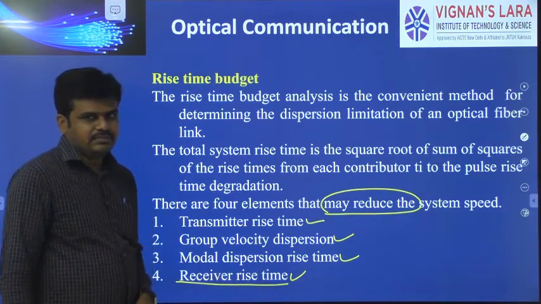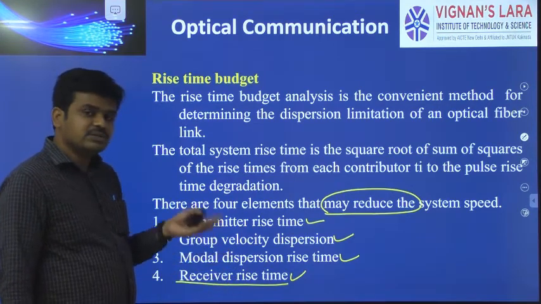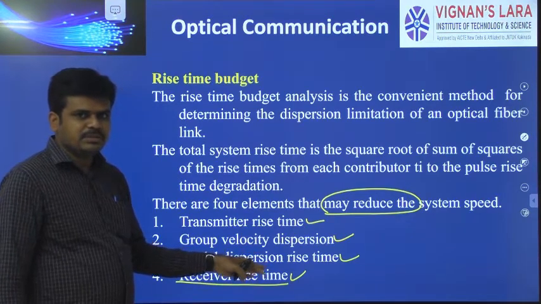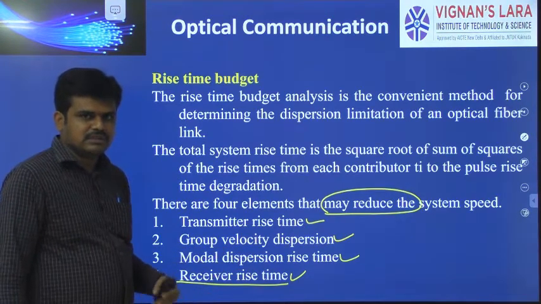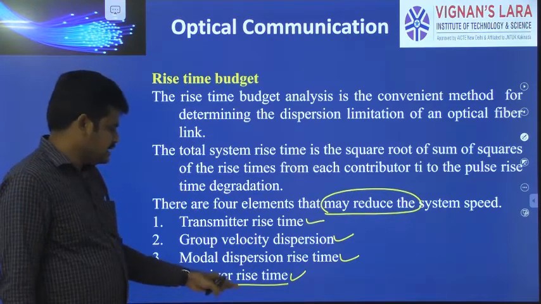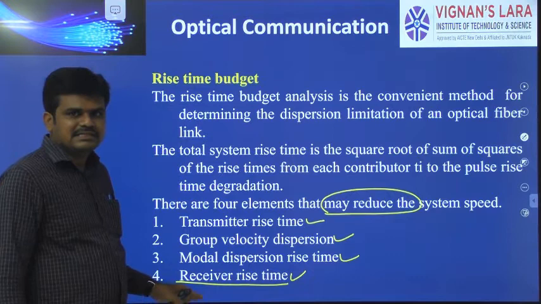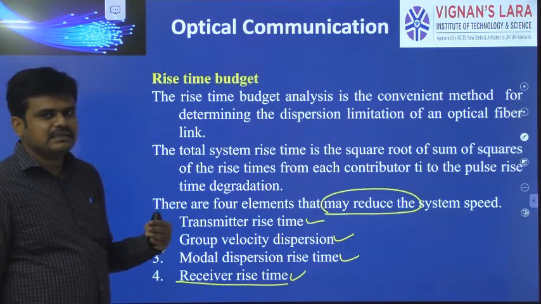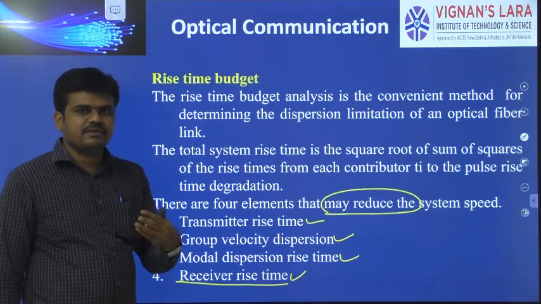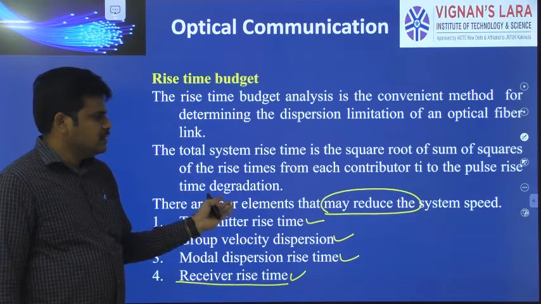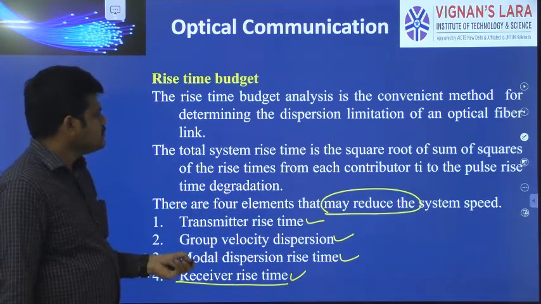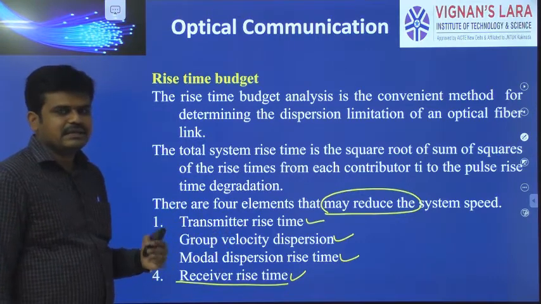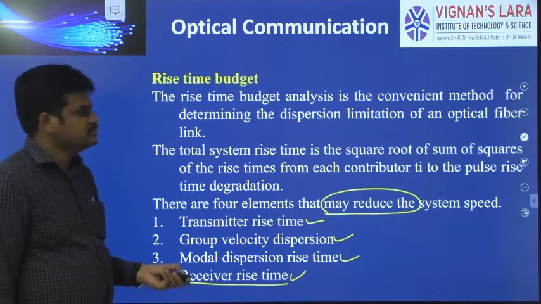So we need to consider the transmitter rise time, the rise time due to the propagation of modes inside the optical fiber, and the rise time due to the receiver. All these we can consider to estimate the speed performance of the optical link. So using these two methods, one is link power budget and another is rise time budget, we can estimate the performance of the system.